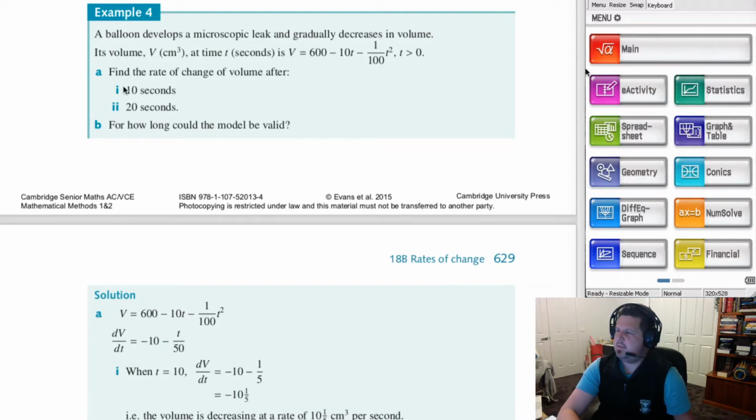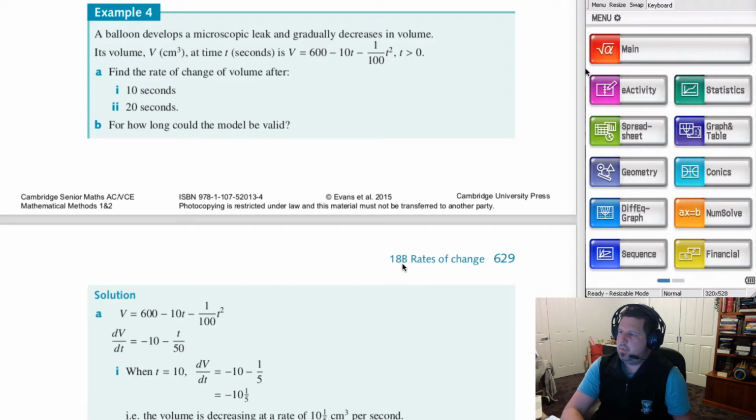Alrighty, first thing it says is find the rate of change of the volume after 10 seconds and then also after 20 seconds. So to run this calculation, first of all, we need to work out the derivative of this particular function. We've got the equation for the volume here. We can work out the derivative, which is dV/dt, and we can calculate that. We get negative 10 take away t over 50. Perfect, we've got the derivative.